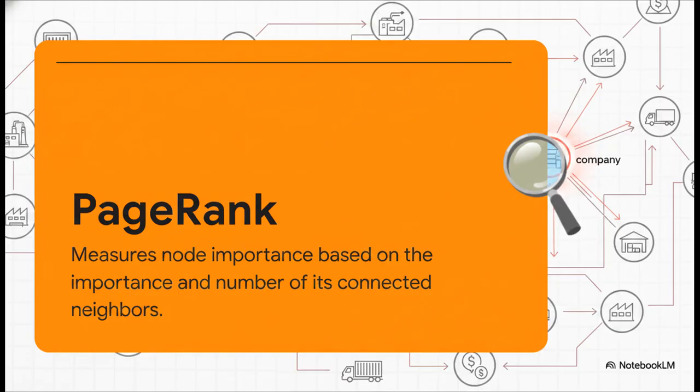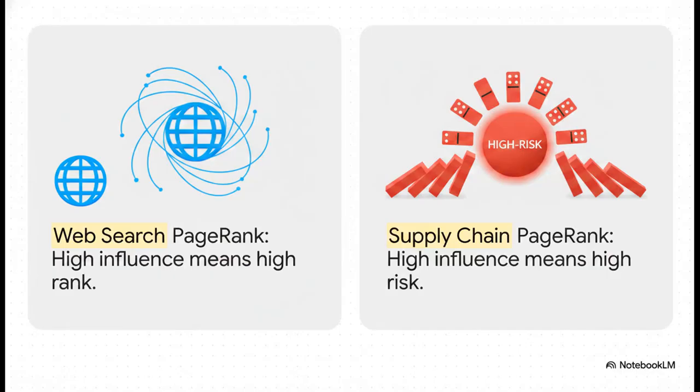evaluating supply chain influence. Now, what's really interesting about this slide is how we interpret PageRank depending on the network we're looking at. In traditional web search, a high PageRank means high influence. It's a great thing that bumps your website to the top of Google. But in our supply chain network, high influence translates directly into a high potential for triggering the domino effect.